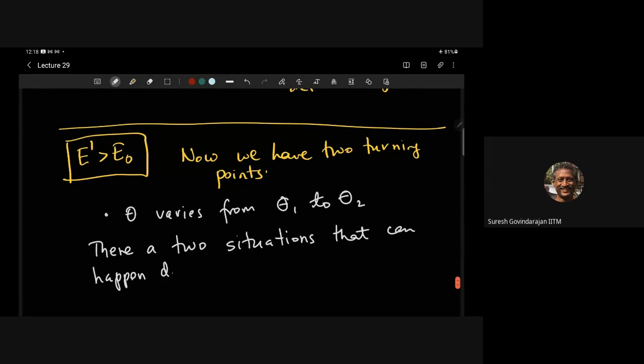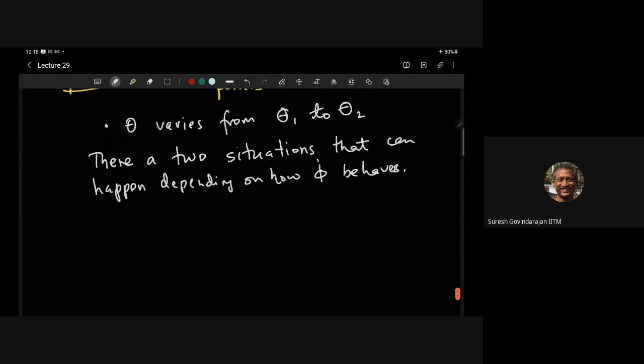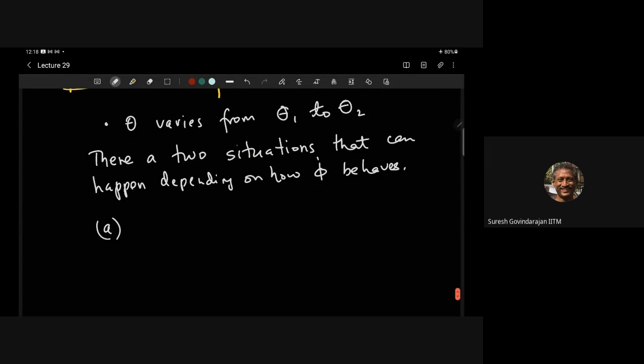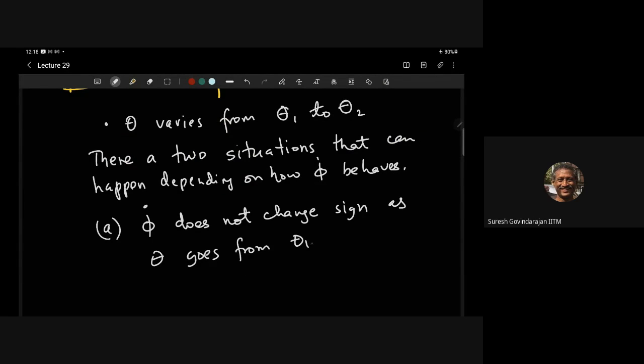depending on how phi dot behaves. Okay, and we look at both of them. The first one is phi dot does not change sign as theta goes from theta 1 to theta 2 or theta 2 to theta 1. It doesn't matter. It does not change sign. It is the same sign.